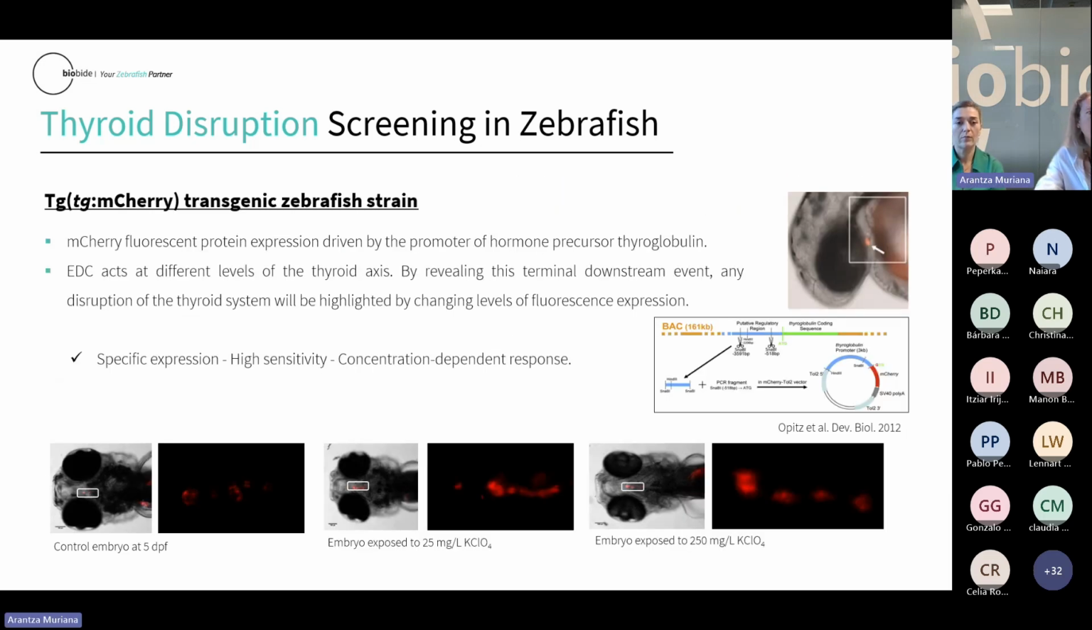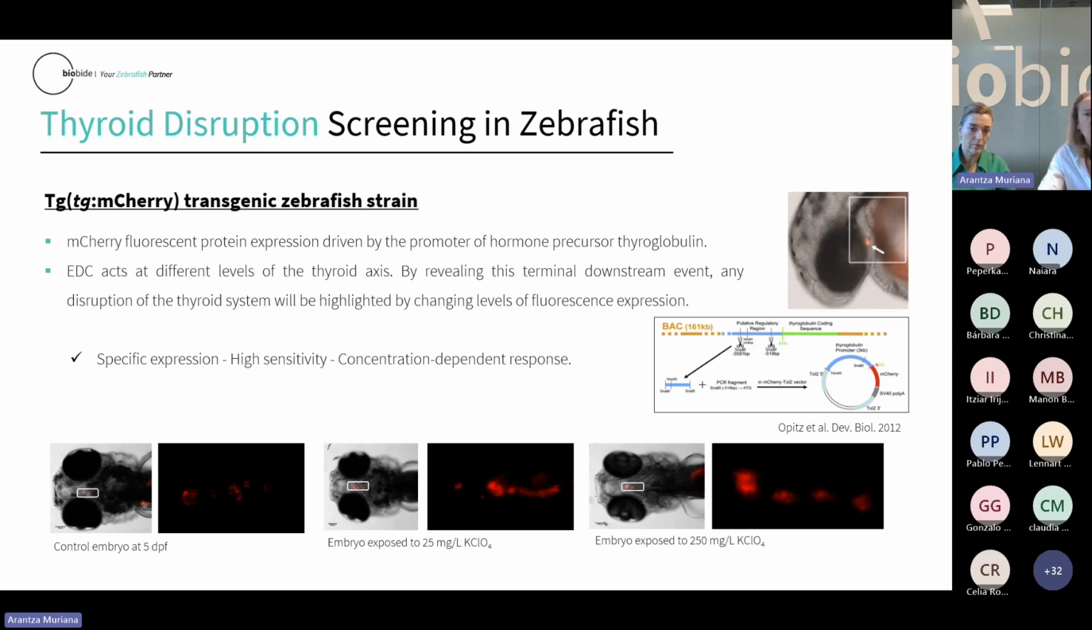So we take advantage of the transgenic zebrafish line that expresses the mCherry reporter under the control of the promoter for the hormone precursor thyroglobulin. So we all know that EDCs act at different levels of the thyroid pathway. So by revealing this terminal downstream event, any disruption of the thyroid system will be highlighted by changing the levels of the fluorescence in the reporter. So this line provides a specific expression, high sensitivity, and a concentration dose response.